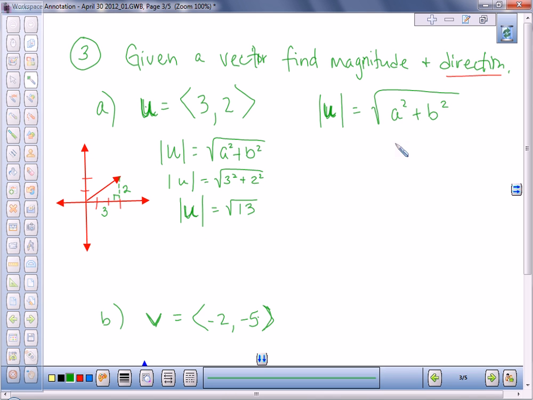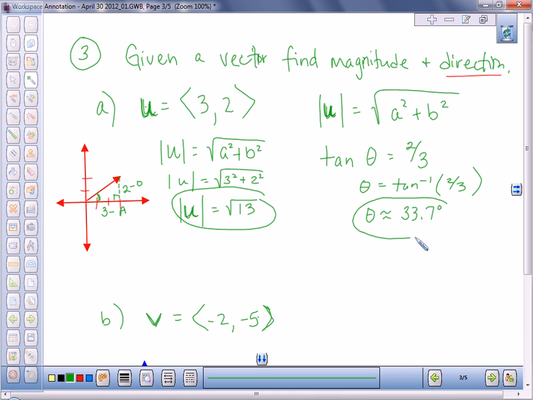Now, to find the direction, if we look at this, we're trying to find this angle. We were given the opposite, and we were given the adjacent. So we're going to use tangent to find the angle measure. Tangent of theta equals the opposite side over the adjacent side. We'll have to use inverse tan to solve this now. And for this one, we're going to get an angle measure of approximately 33.7 degrees. So now we have our magnitude and our direction.